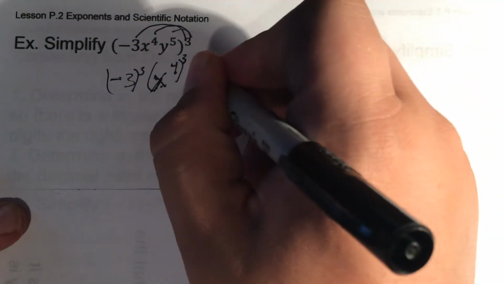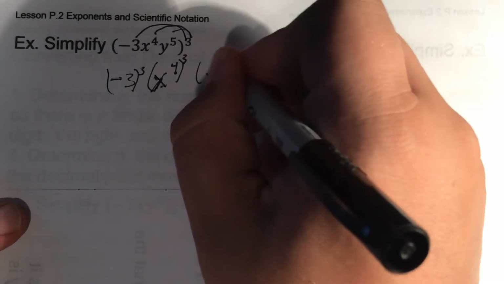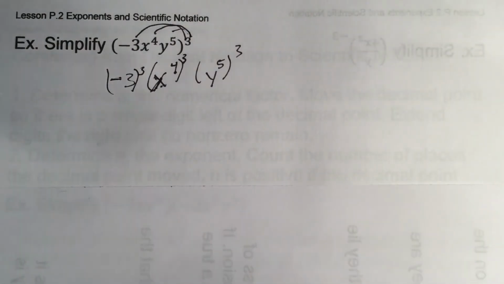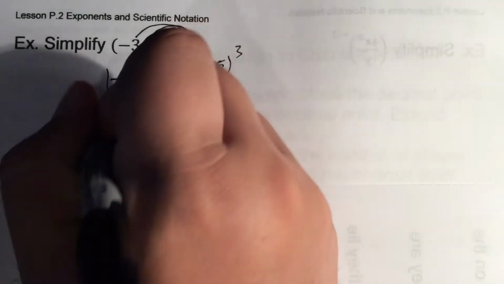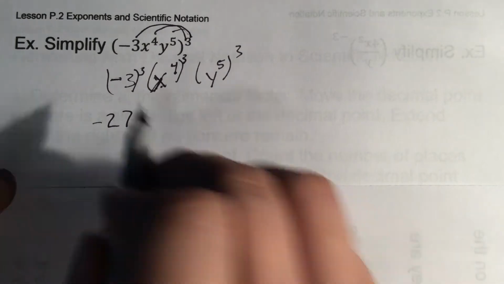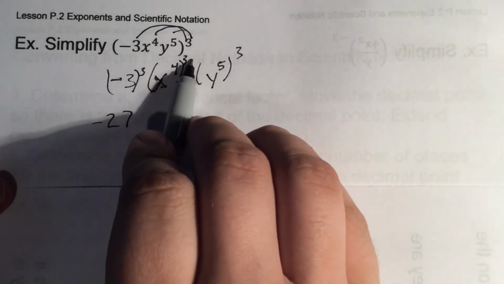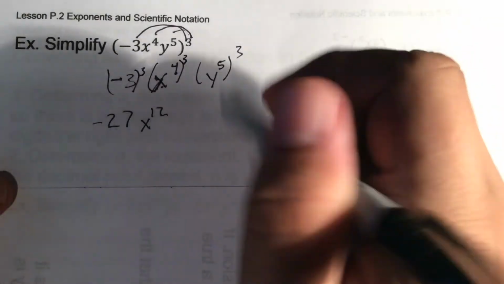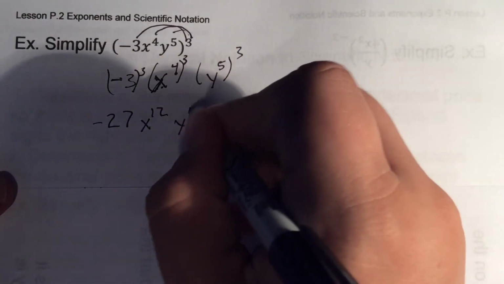x to the fourth raised to the third. And then I would have y to the fifth raised to the third. Well, 3 to the third would be 27, which would still make it negative 27, because the negative to the third power is still negative. So the x to the fourth to the third, the 4 times 3, would make this x to the 12th. The 5 times 3 would be y to the 15th.